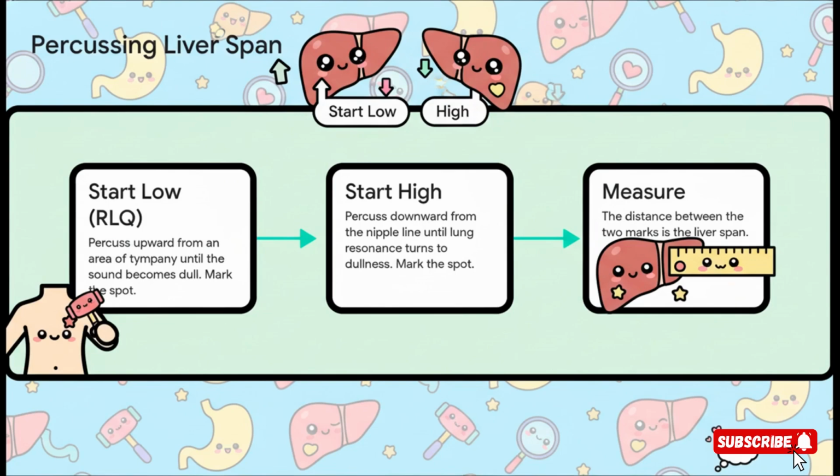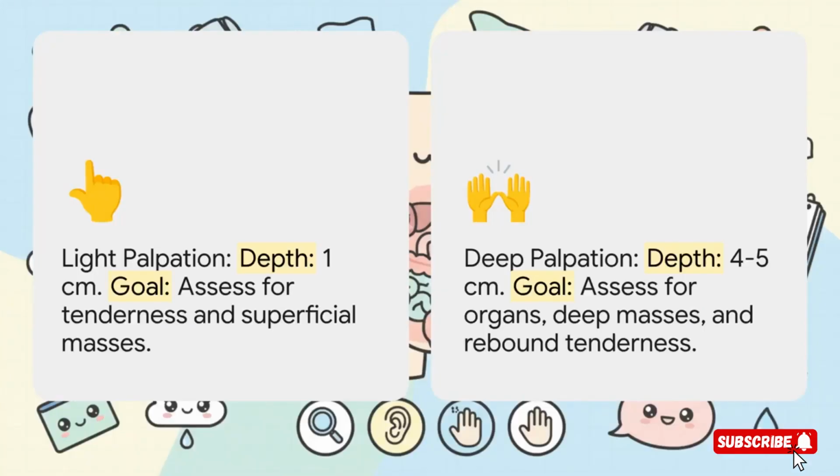Here's how you do it. You start down low in the right lower quadrant where it's all tympanic and drum-like, and you tap your way up until, thud, it turns dull. You mark that spot, that's the bottom edge of the liver. Then you go up to the chest where the lungs sound resonant, and you tap your way down until that sound turns dull again. Mark that spot. The distance between your two marks, that's your liver span. Pretty neat, right?